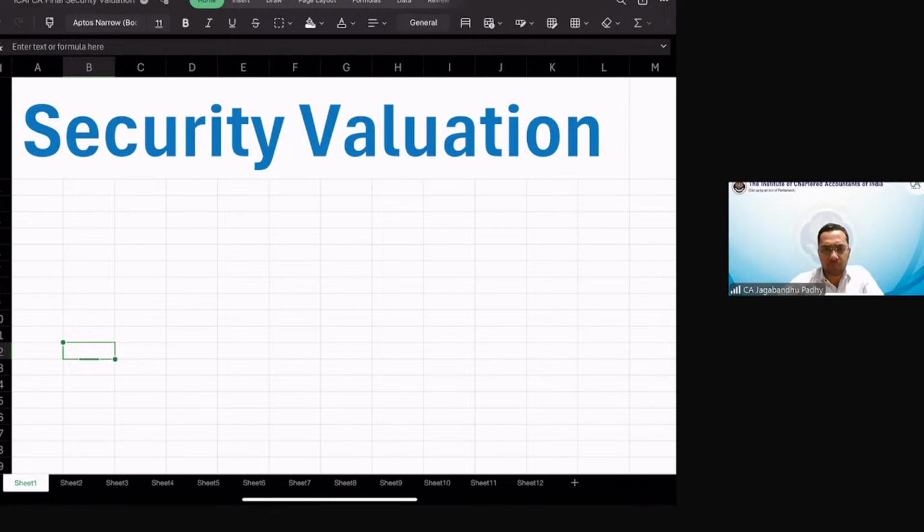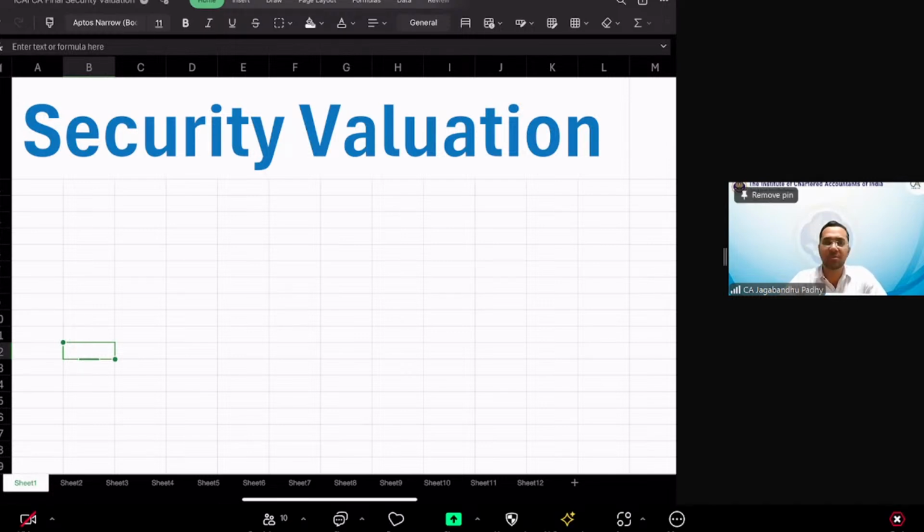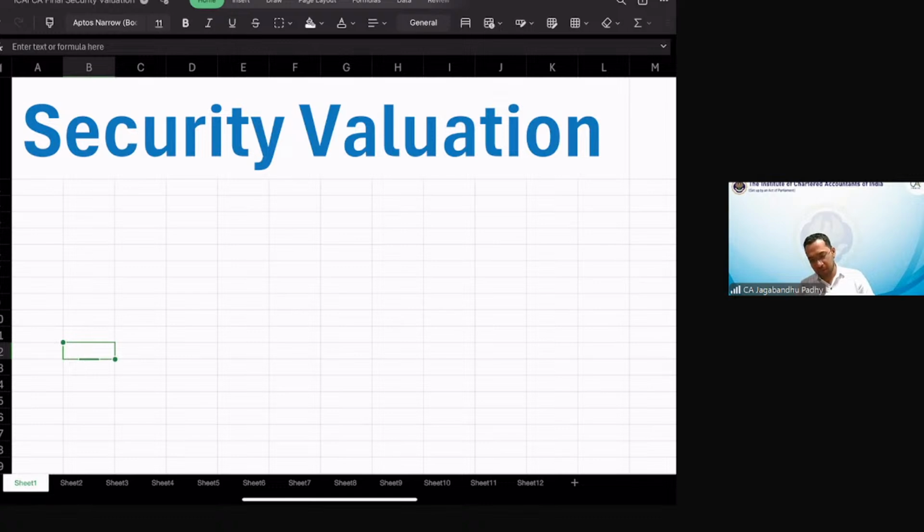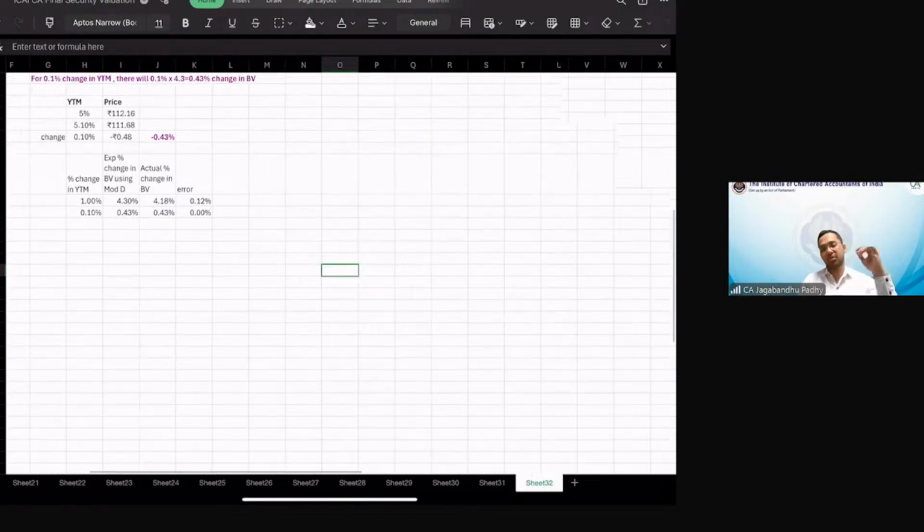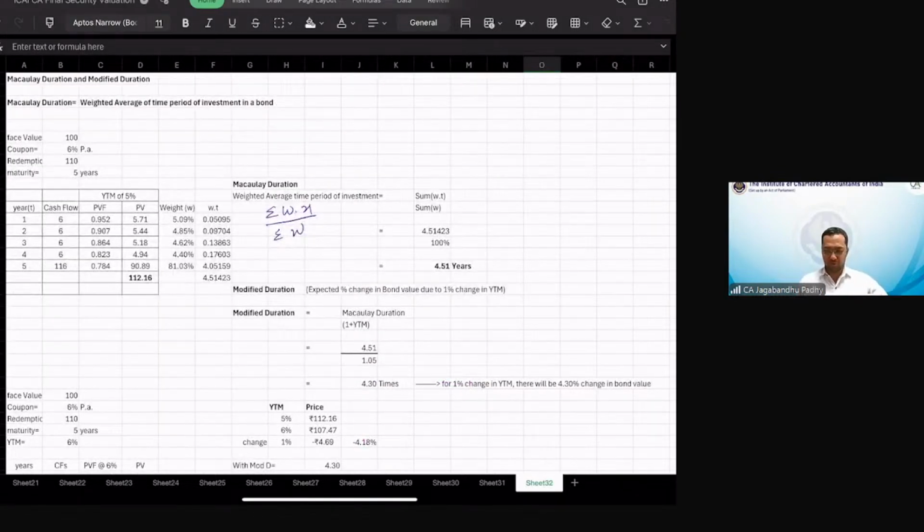Right now, we'll go for the next set of things. In fact, we have already started with the bond valuation part, valuation of fixed income securities. That's simply present value of the future cash flows. In that, what we have covered is the valuation, along with that the calculation of YTM, and after that we have also started with the calculation of modified duration.